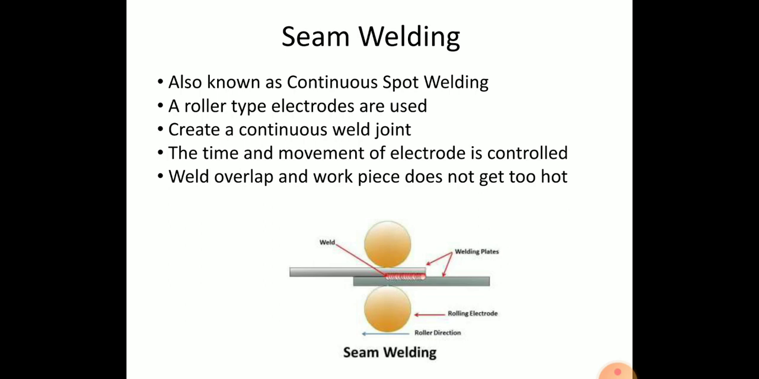Several parallel seams may be produced. Disadvantages of seam welding: the cost of equipment is high as compared to spot welding. Welding can be done only along a straight or uniformly curved line. It is difficult to weld a thickness greater than 3 mm.